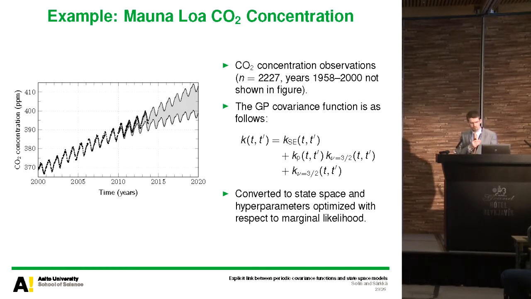I have a very long length scale squared exponential covariance function for the general trend, then a quasi-periodic covariance function for the periodic phenomenon, and then a Matérn 3/2 covariance function for the short scale non-periodic effects. The black line, the very thin one, shows the outcome from the full GP, and the shaded patch is from the state space model. So basically, we get the very same result, but with less computational effort.